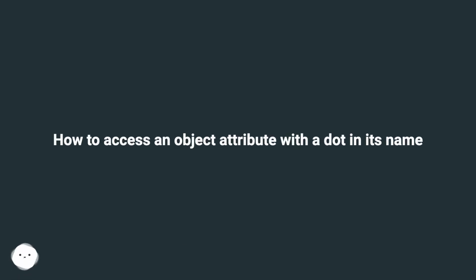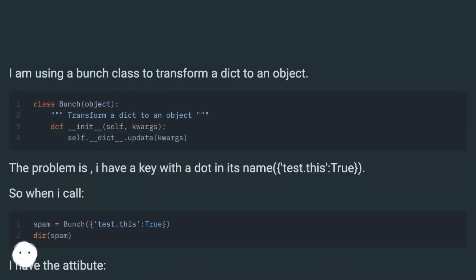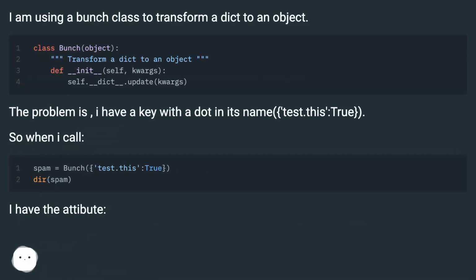How to access an object attribute with a dot in its name. I am using a bunch class to transform a dict to an object. The problem is, I have a key with a dot in its name, 'test.this': True.